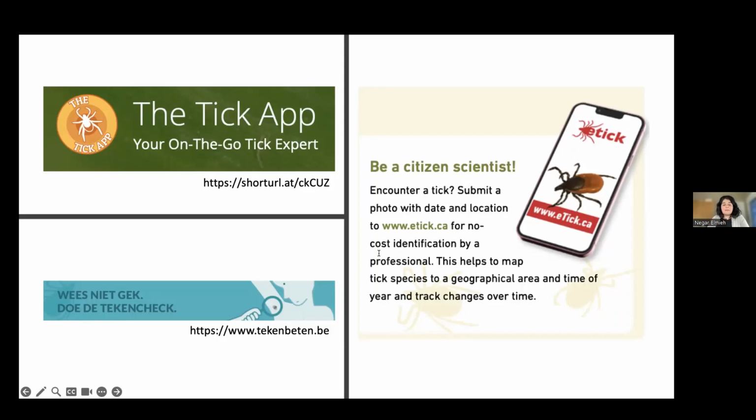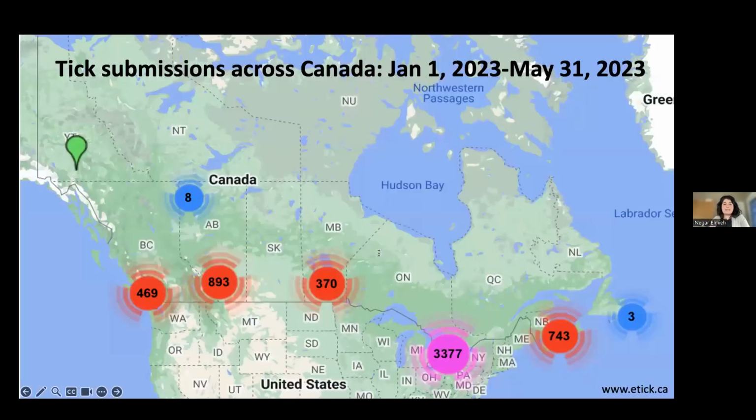And just to give you an example of what an eTick map looks like, I pulled this up today, and this is tick submissions across Canada between January 1st and today. And what you see, those numbers reflect how many ticks have been submitted. So we see more ticks submitted in Southern Ontario, and then you can kind of see what's happening across the rest of Canada.